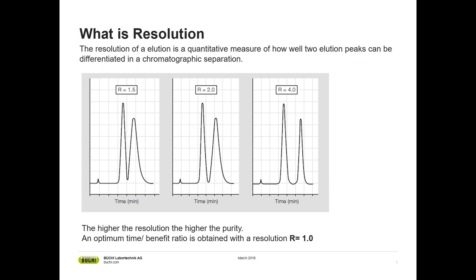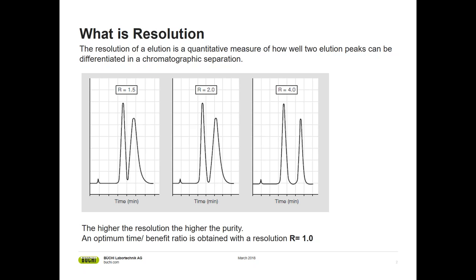The goal of everybody who wants to purify a compound is to obtain high resolution and with this minimal time involved. Now, what is resolution? Resolution is a measure of how well two elution peaks are separated, and it's affected by the distance between the two peaks plus the base width of each peak. And the higher the resolution, the better the separation.